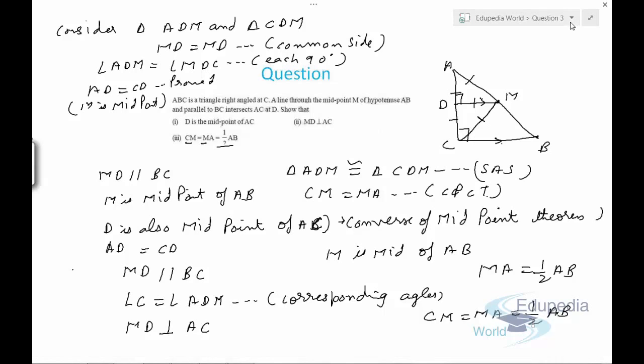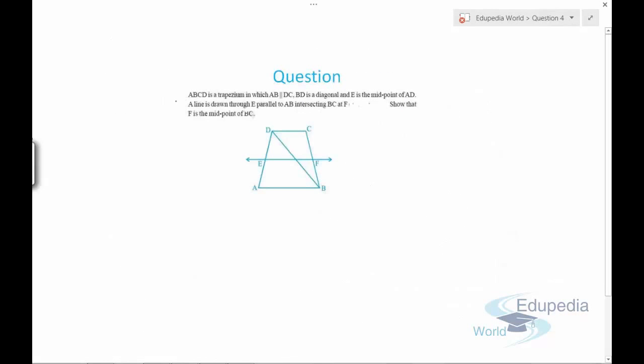So let's discuss the last question of this video. The question says that ABCD is a trapezium in which AB is parallel to CD, BD is a diagonal, and E is a midpoint. So this side equals this side of AD. A line is drawn through E parallel to AB. So this line is also parallel to AB, intersecting BC at F. So we need to show that F is also a midpoint. So let's see how we can prove this.